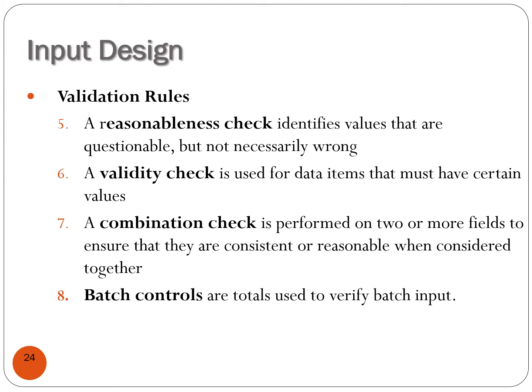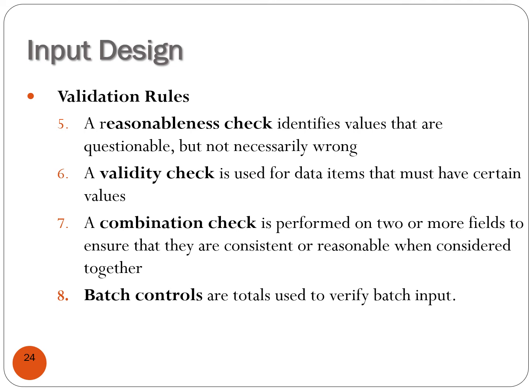Seventh, a combination check is performed on two or more fields to ensure that they are consistent or reasonable when considered together. For example, if an order input for 30 units of a particular item has an input discount rate applicable only for purchases of 100 or more items, then the combination is invalid. Either the input order quantity or the input discount rate is incorrect.